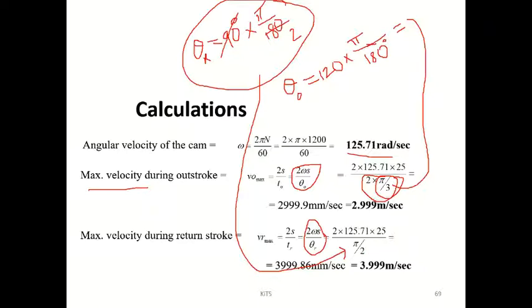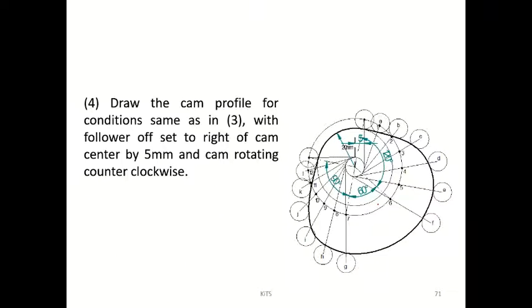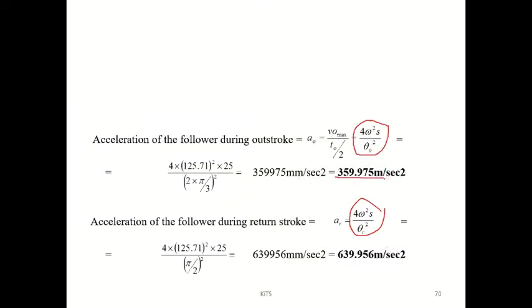Here, 360 is 180 and 120 is 2 by 3. That's why they have written 2 by 3 into pi here. For acceleration, the formula is 4 omega square s divided by theta square. Then you will get this value.